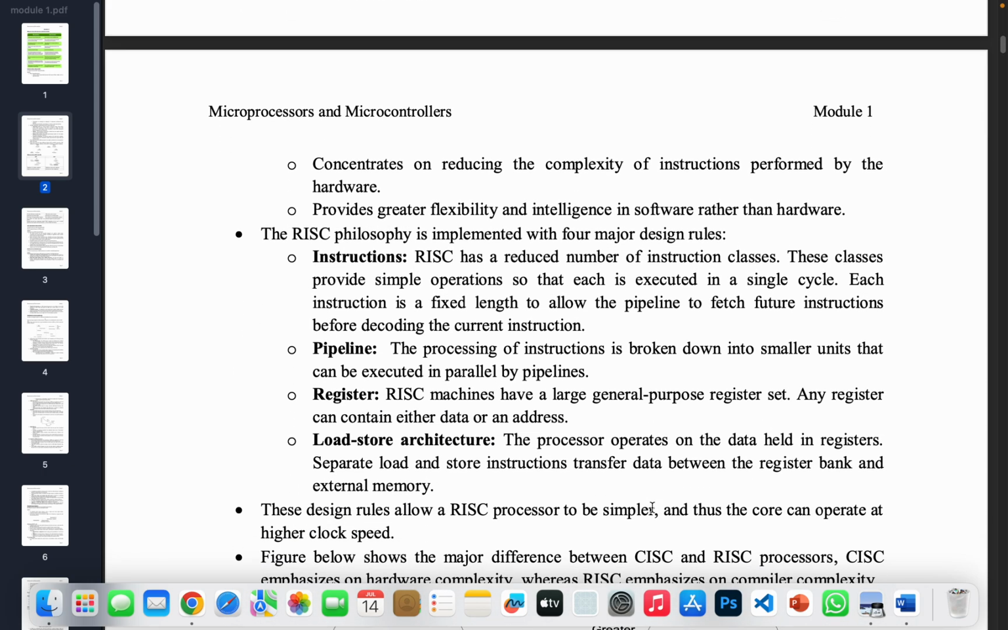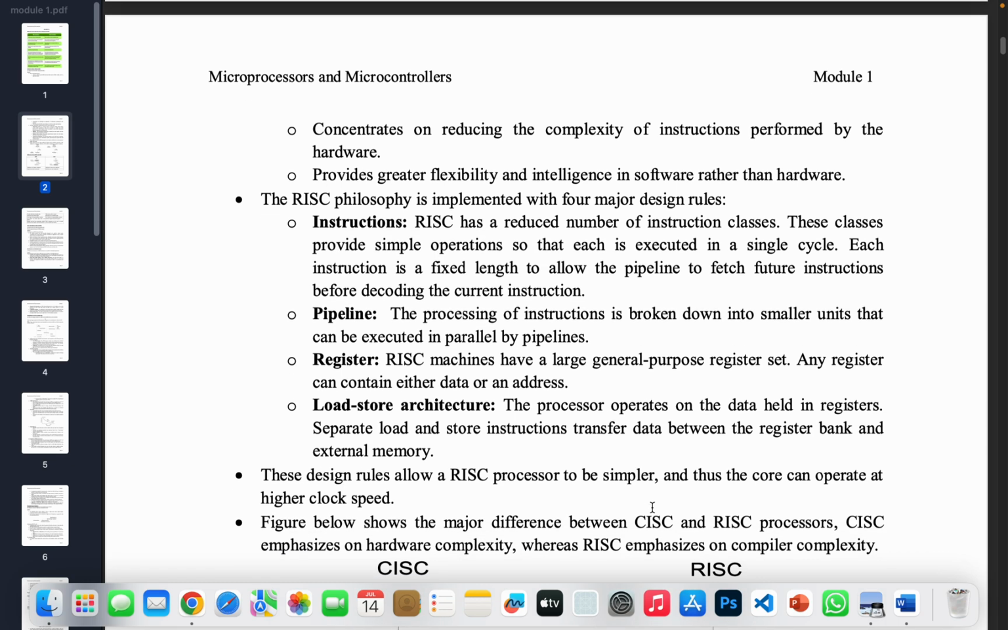Then the RISC philosophy is implemented through four major design rules. The four major design rules are instruction, pipeline, register, and load-store architecture. The first one is instruction. RISC has a reduced number of instruction classes. These classes provide simple operations so that each is executed in a single cycle. Each instruction is of fixed length to allow the pipeline to fetch future instructions before decoding the current instruction.